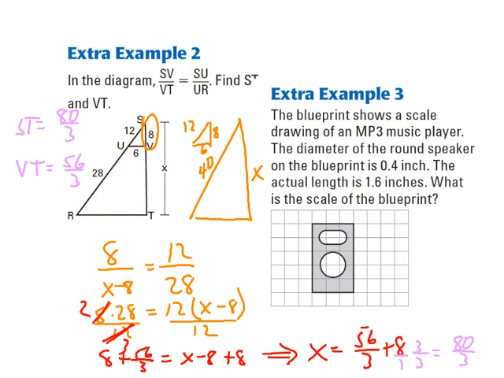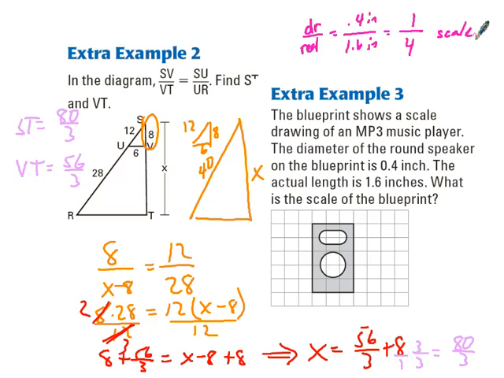We're back here. Let's go ahead and look at this example on the blueprint. They're asking you to compare drawing to real life. So, drawing to real life. Here we have 0.4 inches in the drawing is equal to 1.6 inches in real life, and that reduces to a 1:4 scale. What is the scale of the blueprint? 1:4, comparing drawing to real life.